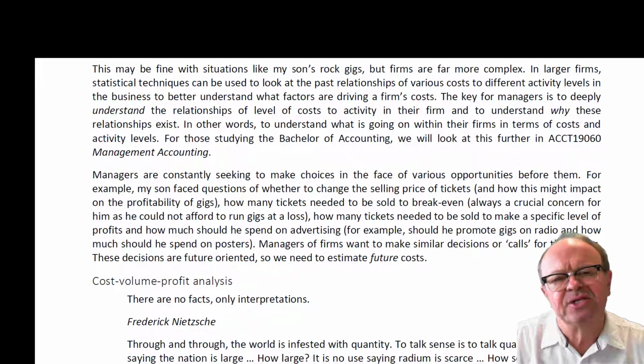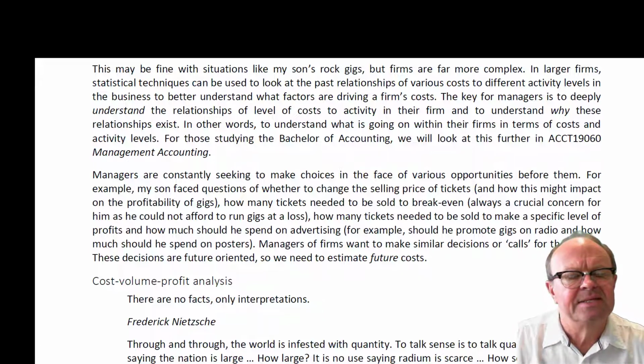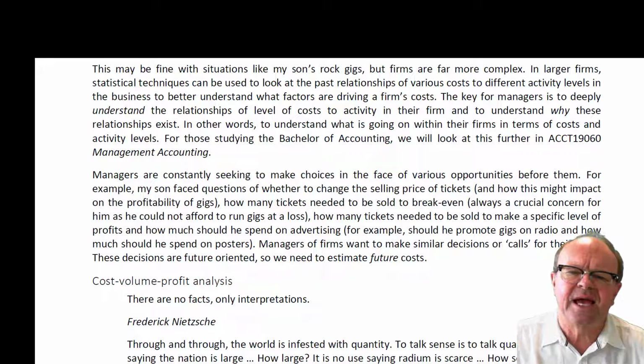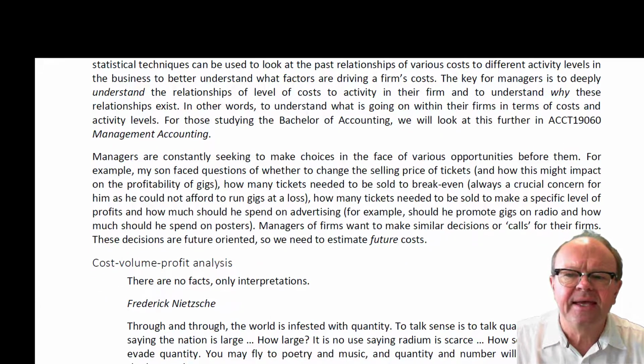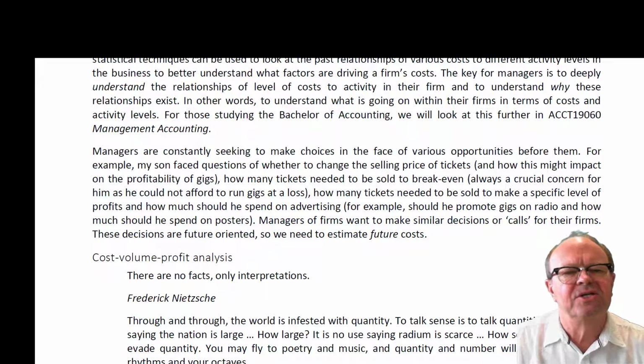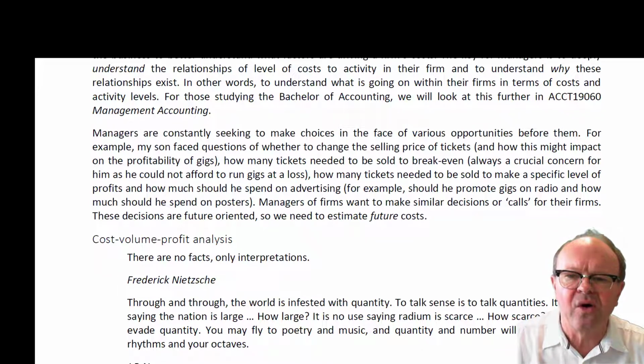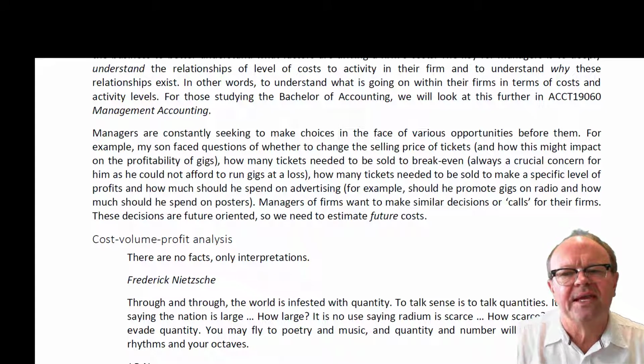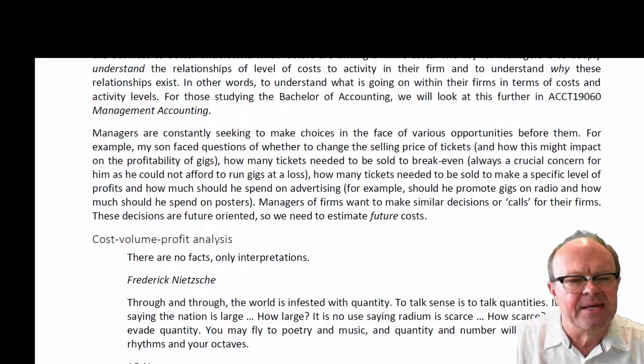This may be fine with situations like my son's rock gigs, but firms are far more complex. In larger firms, statistical techniques can be used to look at the past relationships of various costs to different activity levels in the business to better understand what factors are driving a firm's costs. The key for managers is to deeply understand the relationships of level of costs to activity in their firm and to understand why these relationships exist. In other words, to understand what is going on within their firms in terms of costs and activity levels. For those studying the Bachelor of Accounting, we will look at this further in ACT 19060 Management Accounting.